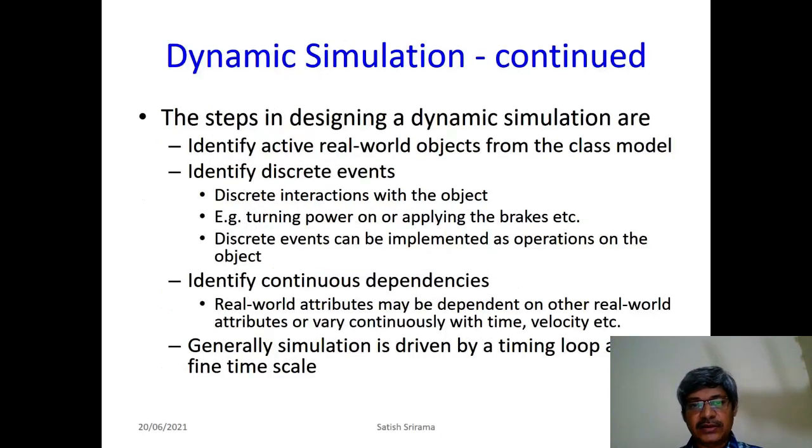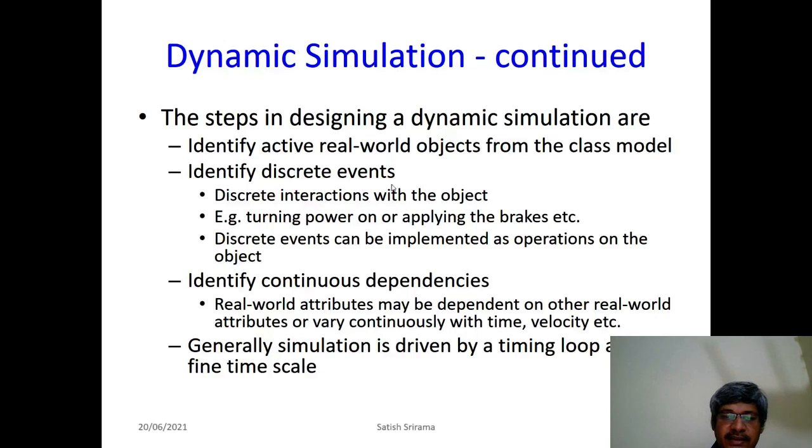The steps in designing this sort of dynamic simulation are something like this. We first have to identify the active real world objects from the class model that I have been talking about. Then we should identify the discrete events, the discrete interactions, how you interact with that particular object. Say for example, turning power on or applying a brake on a car. These discrete events can be implemented as operations on the object. This we have discussed earlier as well.